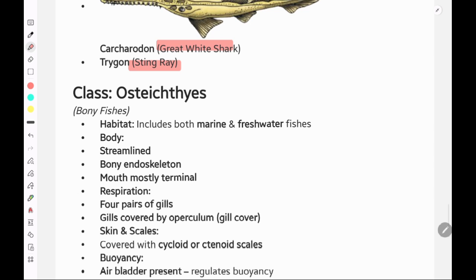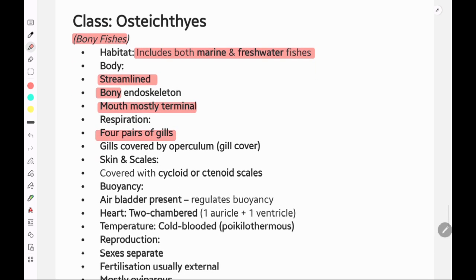Now we will discuss class Osteichthyes. They are also known as bony fish because most of their endoskeleton is made up of bone. They are found in both marine and freshwater. They are streamlined. Some of them have modified body structure. The mouth is mostly terminal. For respiration, they have four pairs of gill slits. The gill slits are covered by an operculum, which means the gills are covered.